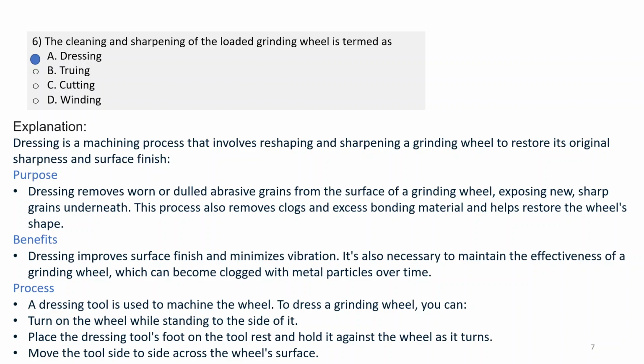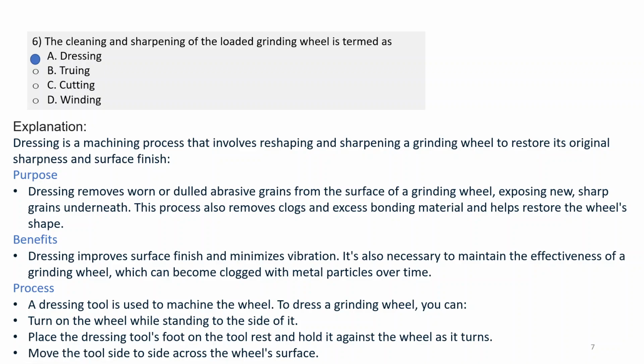Purpose: dressing removes worn or dulled abrasive grains from the surface of a grinding wheel, exposing new sharp grains underneath. This process also removes clogs and excess bonding material and helps restore the wheel's shape. Benefits: dressing improves surface finish and minimizes vibration. It's also necessary to maintain the effectiveness of a grinding wheel, which can become clogged with metal particles over time. Process: a dressing tool is used to machine the wheel.